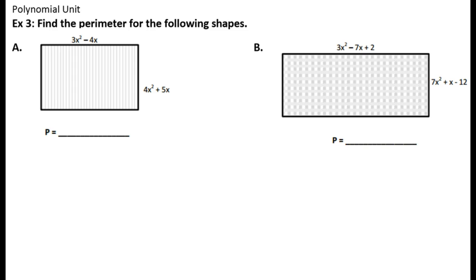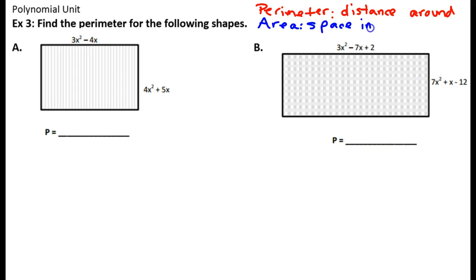For our third and final example, it says to find the perimeter of the following shapes. Remember, perimeter is going to be the distance around an object. Do not confuse that with the area, which is the amount of space inside an object. With perimeter, we are adding. With area, we are multiplying.